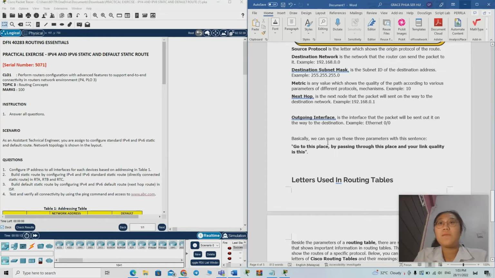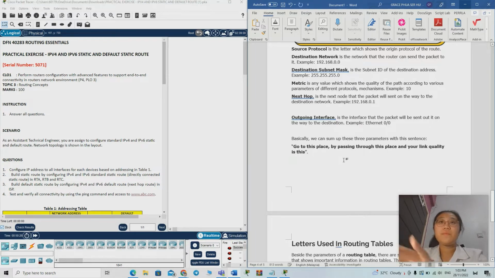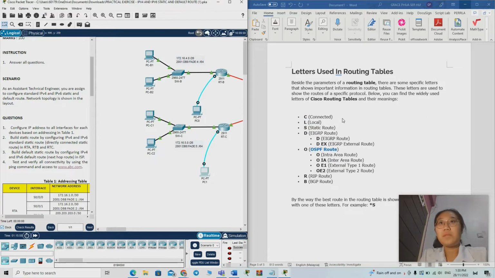Basically, we can summarize these three parameters with this sentence: go to this place by passing through this place, and your link quality is this. Letters used in routing tables: besides the parameters of a routing table, there are some specific letters that show important information in routing tables. These letters are used to show the routes of a specific route protocol. Below you can find the widely used letters of Cisco routing tables and their meanings.